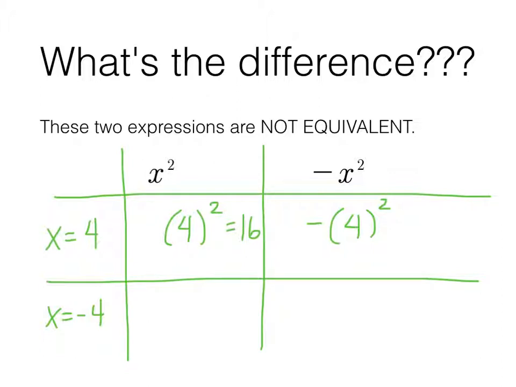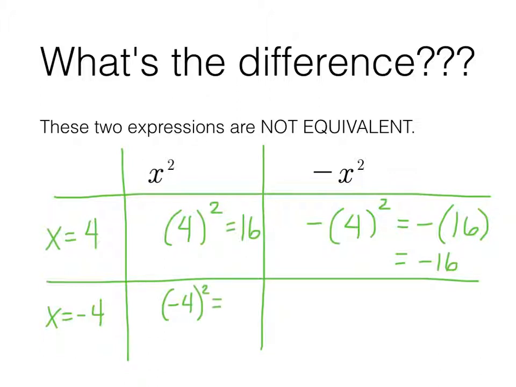Because the way this expression works is that the exponent applies first, the negative sign applies second. So I'm going to square my 4 first and get 16, and then I'm going to turn it negative by applying the negative sign that's out front. So as you can see, x squared came out to be +16, and -x squared came out to be -16.